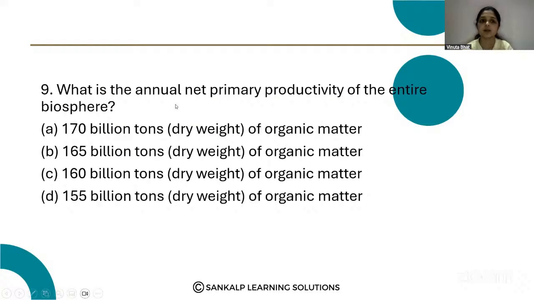Question number 9. What is the annual net primary productivity of the entire biosphere? So what is net primary productivity? Net primary productivity is equal to gross primary productivity minus respiratory loss. Then what is gross primary productivity? That is the amount of biomass produced at the producer level, the total amount of biomass produced by the plants or the producers.